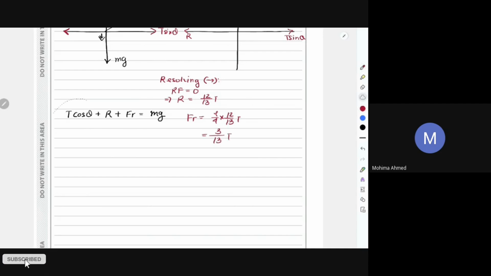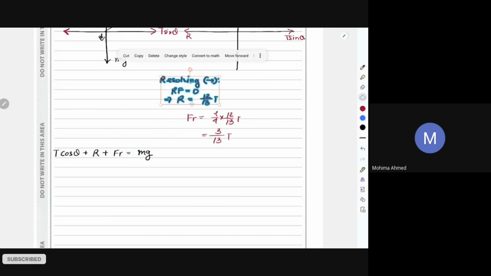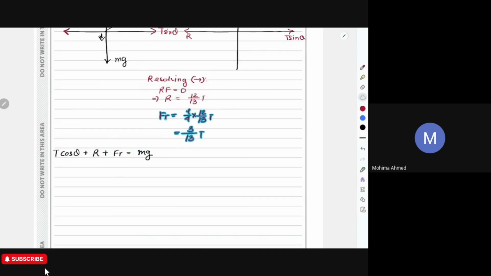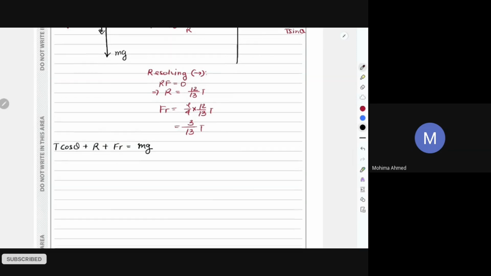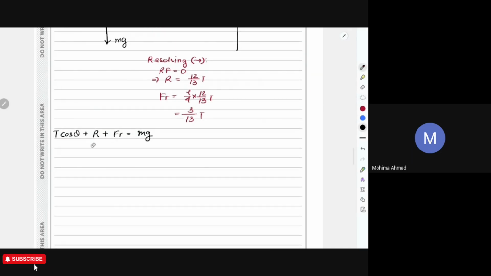So if this is the value for your friction, 3 over 13 T, then I can use this idea. Now we have everything. I just have to make the value for T the subject. It's just going to be, okay, wait one minute. Cos theta is also how much? It was 5 over 13. So we get 5 over 13 T.